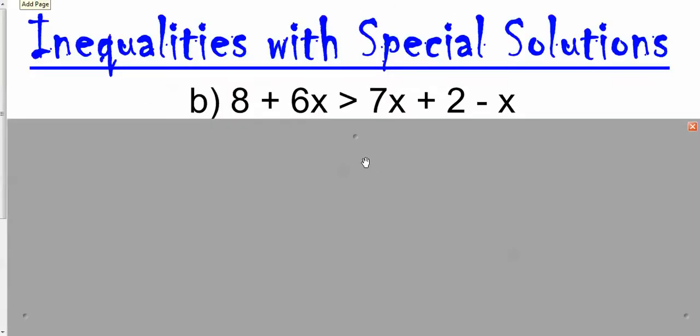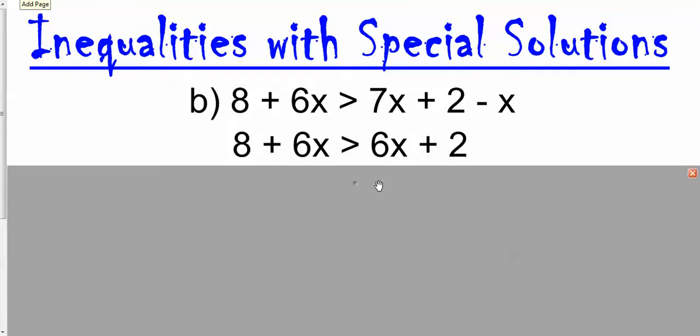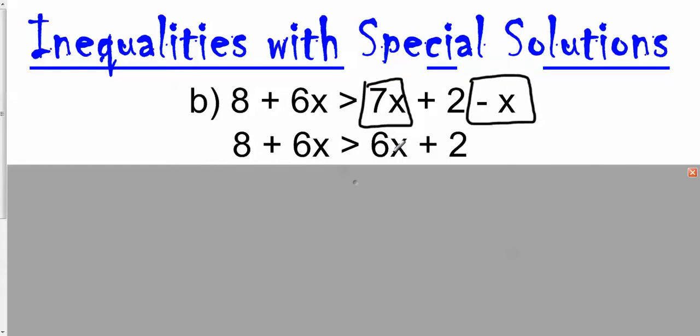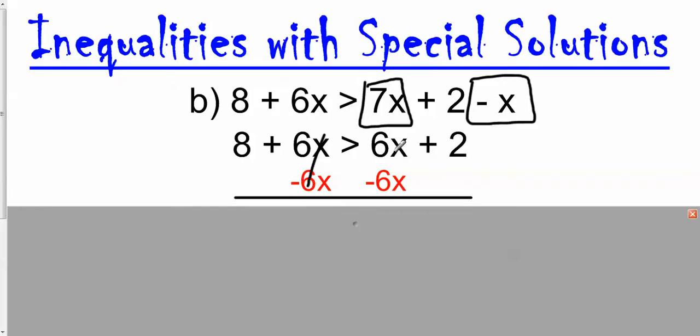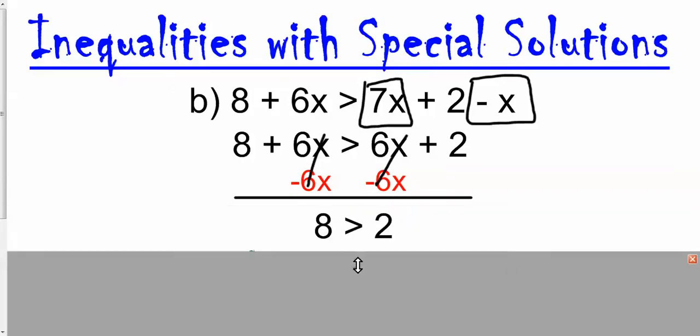Here's the other kind of special solution. On the right side, I can see I need to clean that up. 7x combined with negative x is 6x. And there I see that again. I have the same variable term on both sides. I subtract 6x. It cancels here and here. So what comes down are numbers. 8 is greater than 2.